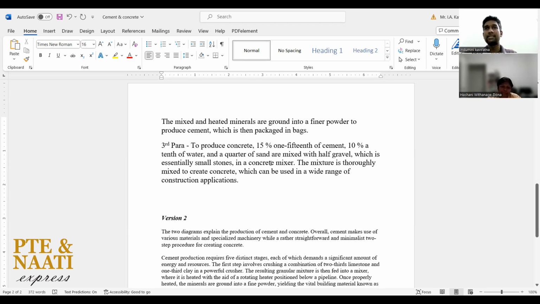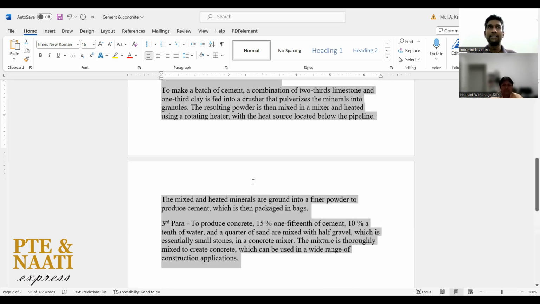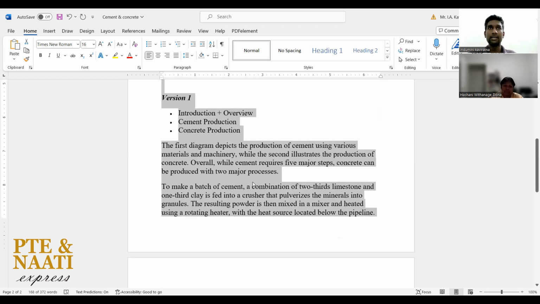A quarter of sand are mixed with half gravel, which is essentially small stones in a concrete mixture. The mixture is thoroughly mixed to create concrete, which can be used in a wide range of construction applications. So that's it, because we are not going to write beyond it, not anything less, but everything in a summarized form. So if we check the number of words, it consists of 159, which is perfectly alright. So that's version 1.